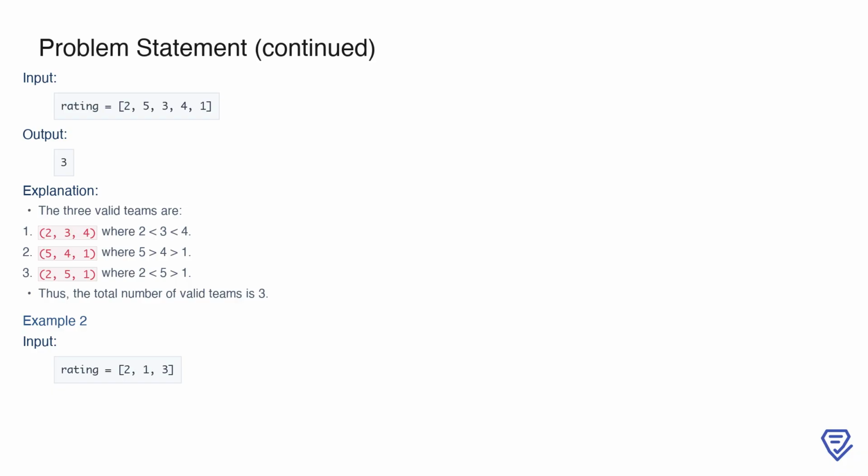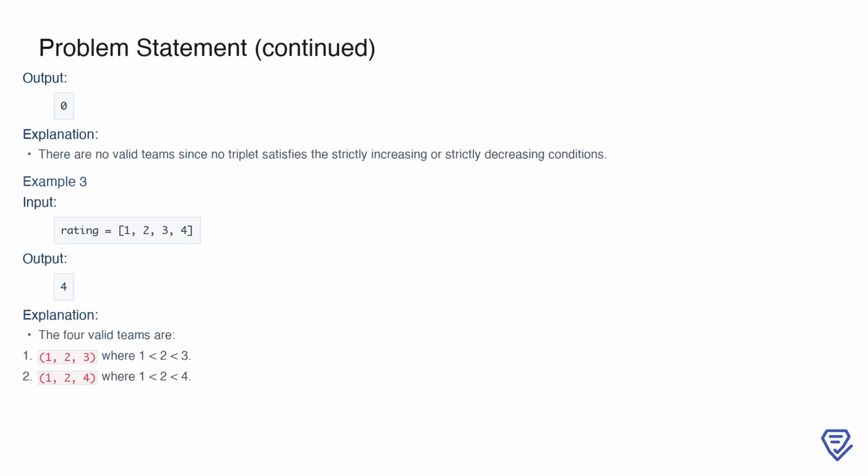Finally, the third team is 2, 5, 1, where the ratings follow a mixed pattern. Here, 2 is less than 5, and 5 is greater than 1, still meeting one of the specified conditions. Since there are no other triplets in this array that meet the criteria, the total number of valid teams is 3. Now, let's look at another example where the input rating is 2, 1, 3.